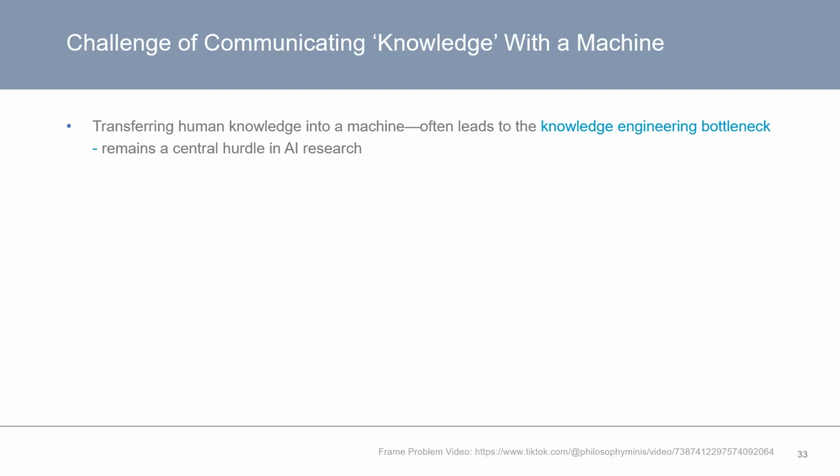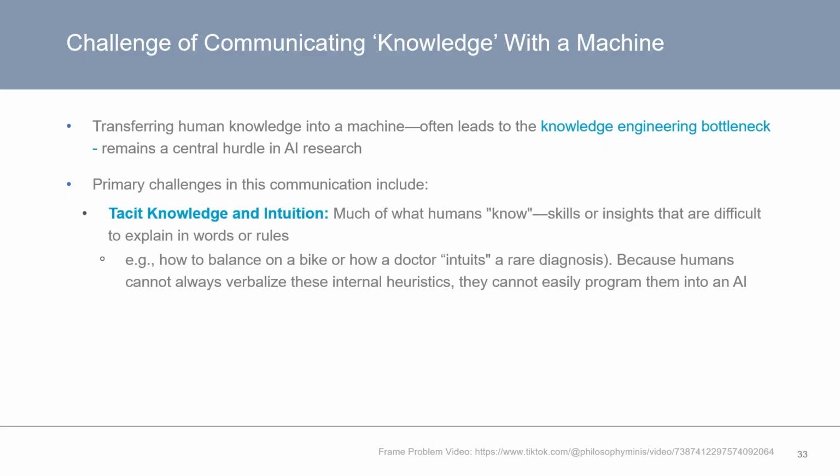One key challenge is how to communicate knowledge with a machine. When we go to transfer human knowledge into a machine, this often leads to what's known as the knowledge engineering bottleneck, which remains a central hurdle in AI research. Some primary challenges in this communication include the following: tacit knowledge and intuition. Much of what humans know includes skills or insights that are difficult to explain in words or rules. For example, how to balance on a bike, or how a doctor intuits a rare diagnosis. Because humans cannot always verbalize these internal heuristics, they can't easily program them into an AI.